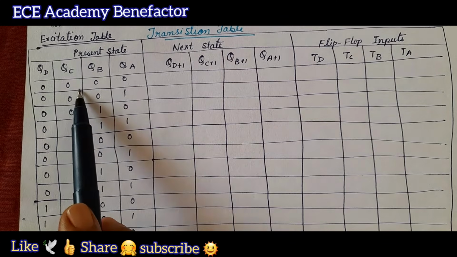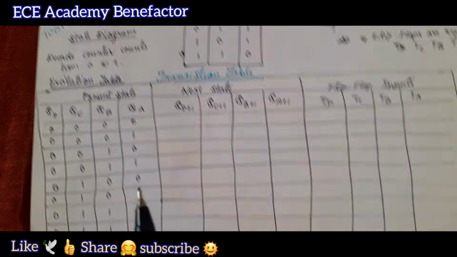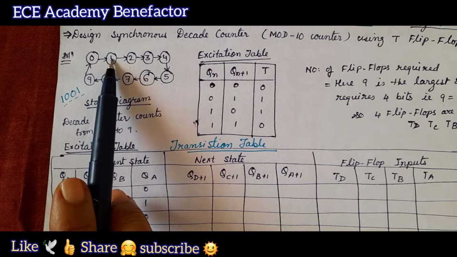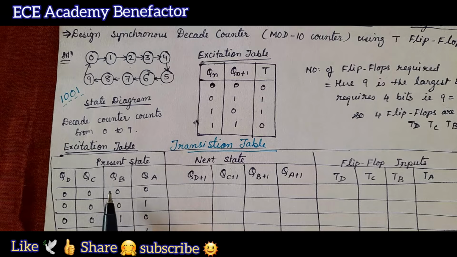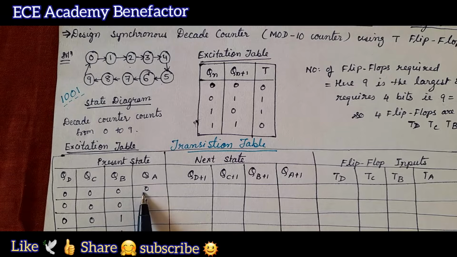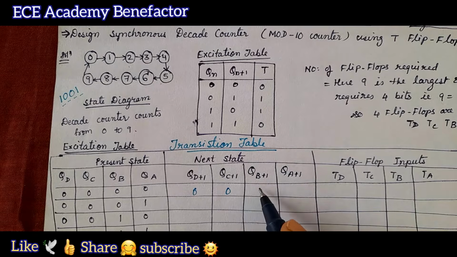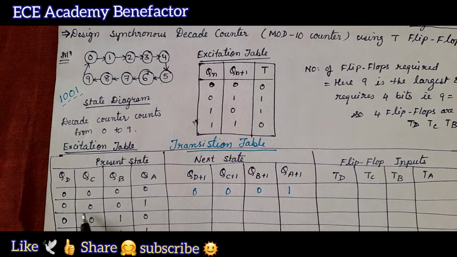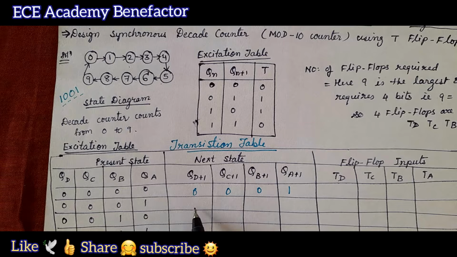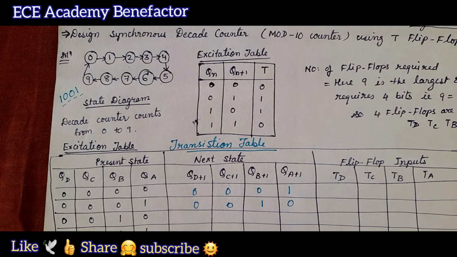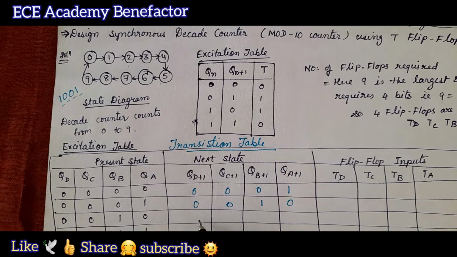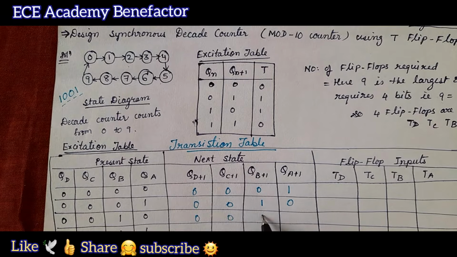Okay, now we know the state diagram. After 0 state, what is coming next? 1. You know this state diagram. So, we need to write the next state here in binary. This is 0000, which means this is the 0 state. After 0 state, what will be the next state? 1. 1 is written as 0001. After 1, what is the next state? 2. How is 2 written? 0010. This is 2. After 2, what is the next state? 3. 0011. This is 3.